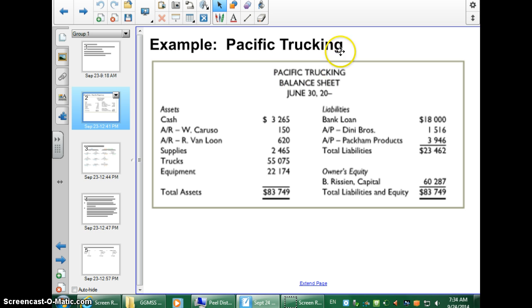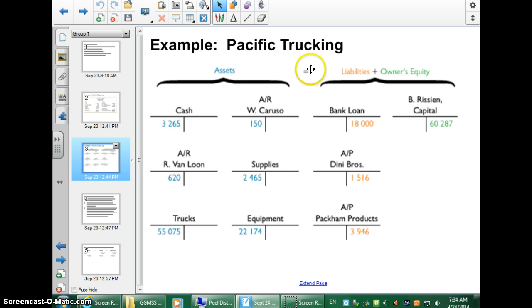The example in the textbook is Pacific Trucking, and here's the balance sheet with the various asset accounts, liability accounts, and owner's equity. So when we take the balance sheet, we can convert them to a ledger format.